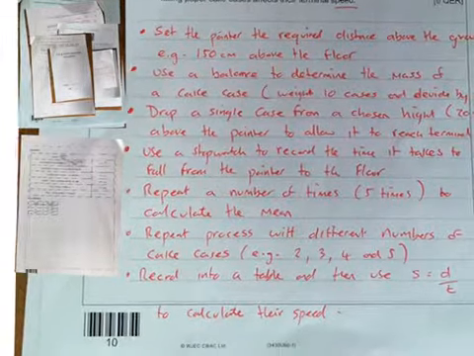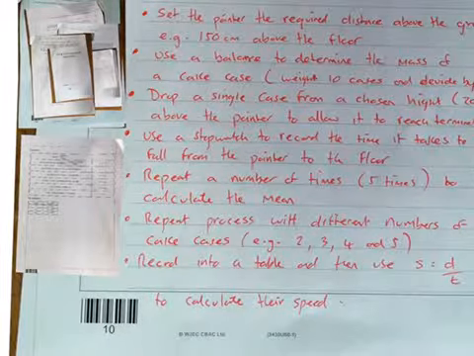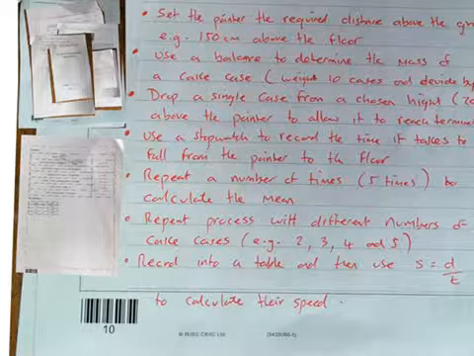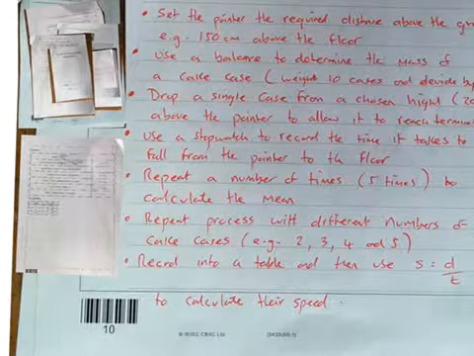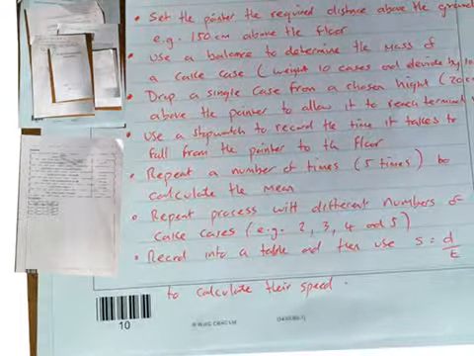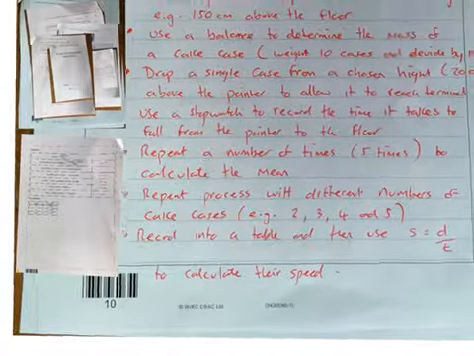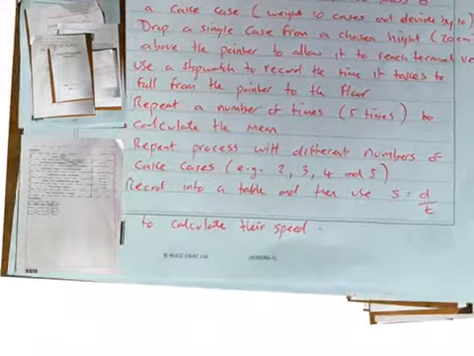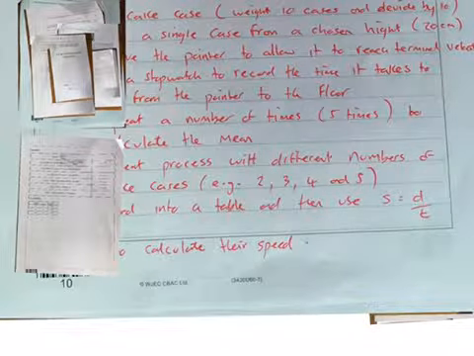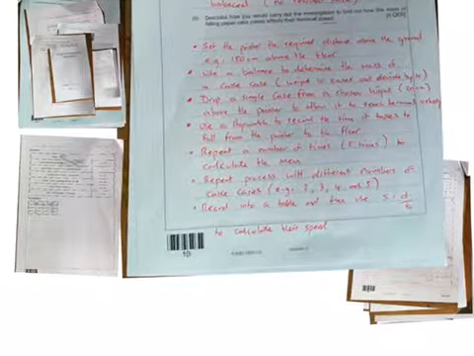fall to the floor. Repeat a number of times, say 5 times, to calculate the mean. This then gives us a more accurate result, and it reduces the anomalous effect because we're going to get anomalies in this. Repeat the process with different numbers of cake cases. For example, you use 2 cake cases, then 3, then 4 and 5, and you record into a suitable table. And then you would use speed equals distance over time to calculate the speed. And that's that one.